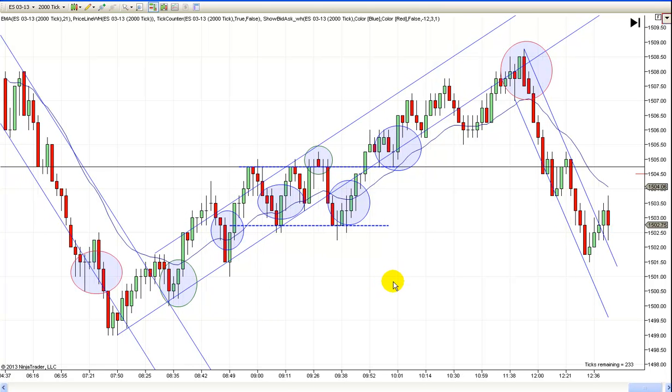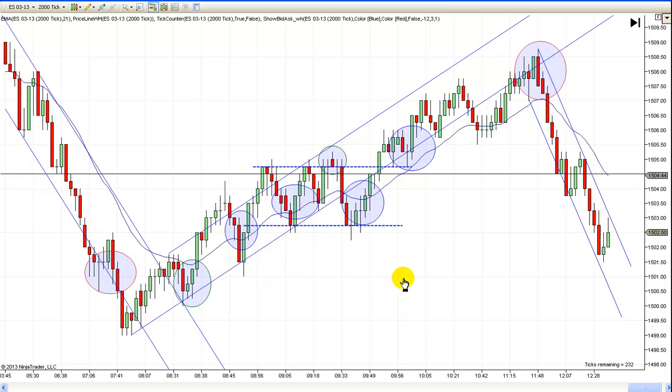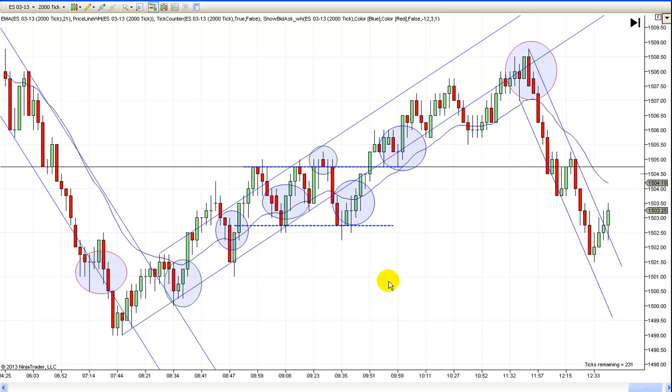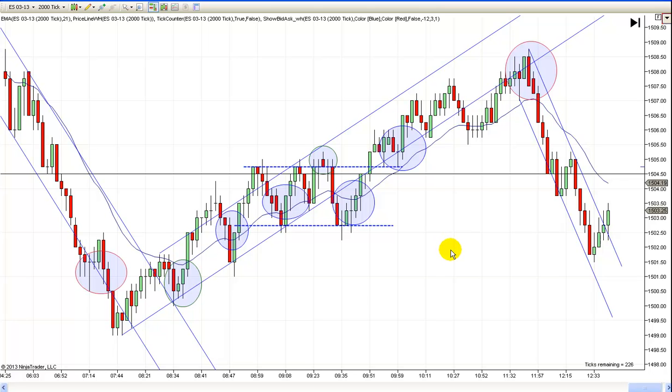So I like the way it's set up today. I wish I could have caught some of this. Nice trade. Hopefully you got some of it. A couple of things I did want to talk about though.